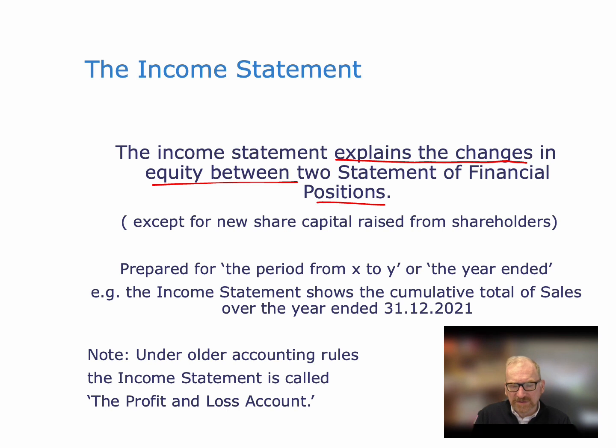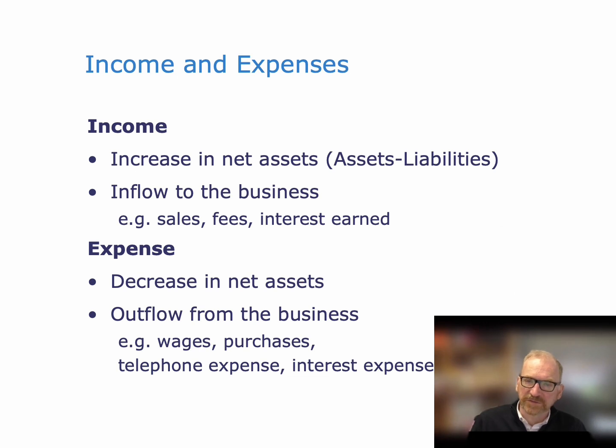The income statement is different to the statement of financial position in that it is prepared for the period from X to Y. So it's prepared for the period from the 1st of January to the 31st of December, or the 1st of April to the 31st of March, or whatever, but it is over a period of time. It is not like the statement of financial position that is at a point in time, and that is a very important concept. Under older accounting rules, the income statement was called the profit and loss account, and you will still hear people refer to it as the profit and loss account.